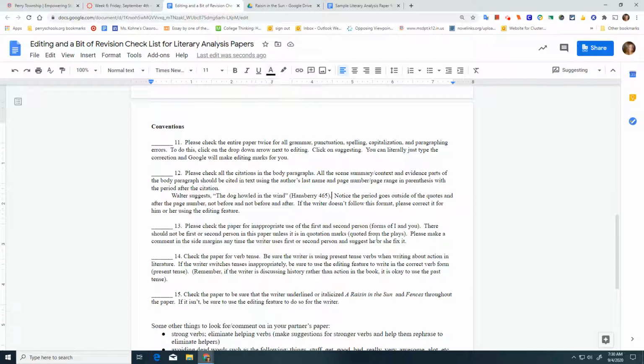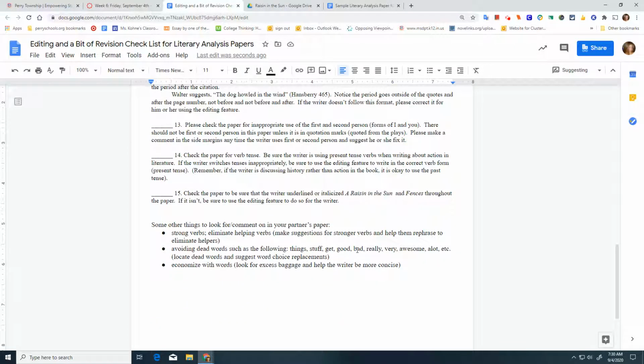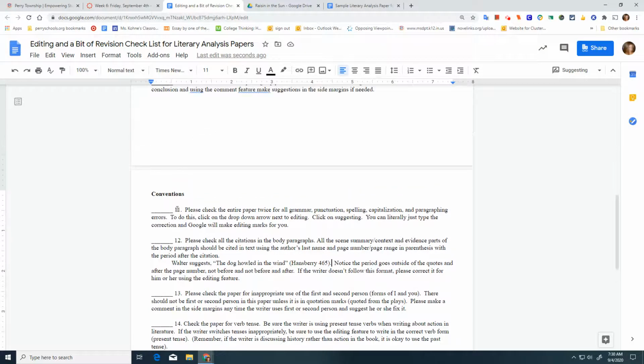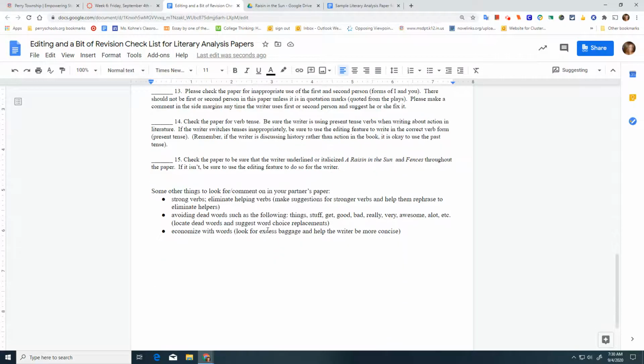Check the paper for verb tense, where you should use present tense verbs when writing about action in literature. Also, check to make sure the writer underlined or italicized A Raisin in the Sun and Fences. Again, grading for conventions, you want to make sure you look at your own paper or someone else's, and help them out with this.